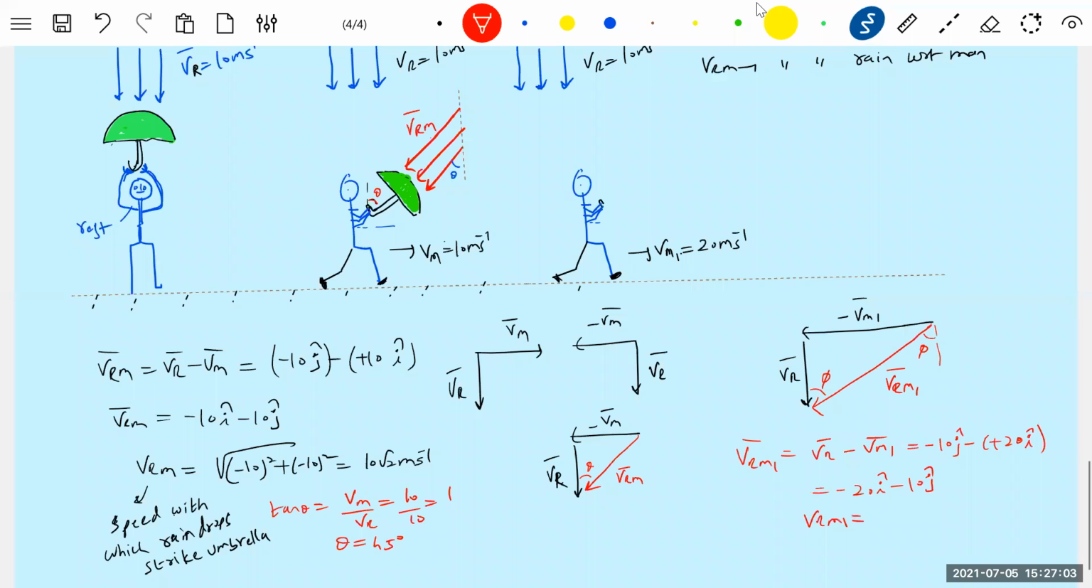So what is VRM1? VRM1 magnitude will be root of 20 square plus 10 square, which is 10 root 5. With more speed they'll come and strike. So whatever that angle, I'm interested in that angle. So tan phi should be equal to VRM1 by VR, that is 20 by 10, which is 2.